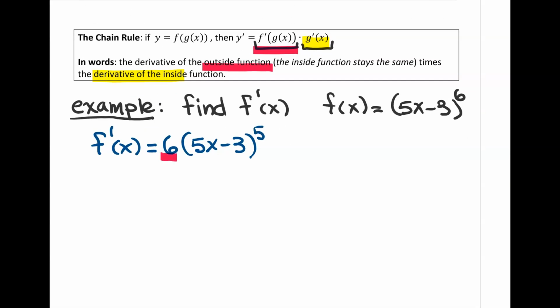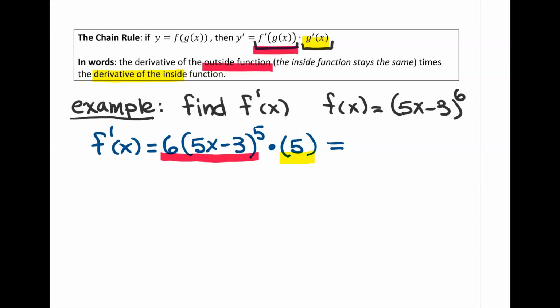This part right here is my derivative of the outside. Now I'm going to multiply that by the derivative of the inside. The inside function is the 5x minus 3. The derivative of 5x minus 3 is just 5. The derivative of 5x is 5, and the derivative of the minus 3 is 0. So we have our derivative of the outside, highlighted in red, times the derivative of the inside. That's the chain rule.